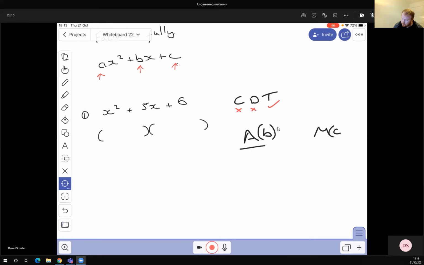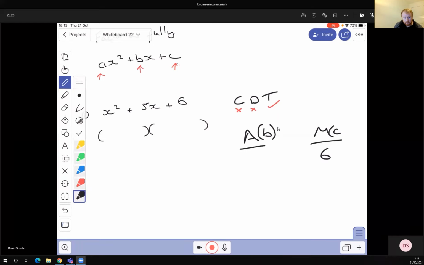Okay, so adding together to whatever's in front of the x, multiplying together to make whatever's in front of the c. So start with the multiplication. Okay, we're wanting to reach 6. Very importantly, remember to put the sign.